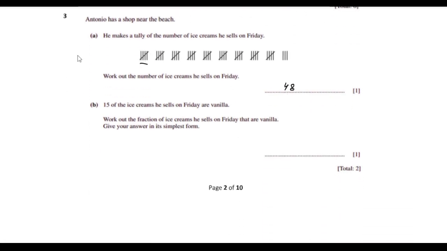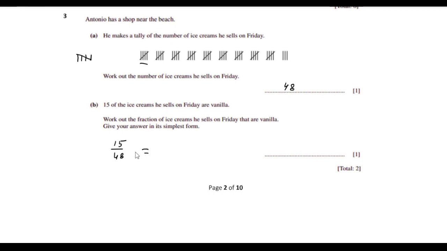4 lines: 1, 2, 3, 4, and then for the fifth I will just cross it. 15 of the ice creams he sells on Friday are vanilla. Work out the fraction of ice cream he sells on Friday that are vanilla. So 15 ice creams out of 48 ice creams are vanilla. Now I have to find out what fraction it is.